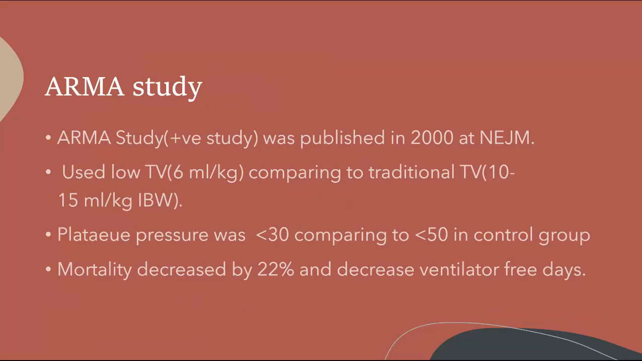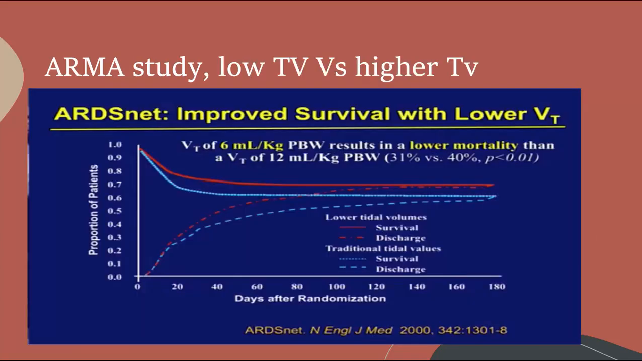A huge study was done, published in 2000 in the New England Journal of Medicine. They used a low tidal volume compared to traditional tidal volume. The traditional tidal volume, the one they used in the past, was 10 to 15 mL per kg. And they tried to keep the plateau pressure less than 30 in this study, compared to less than 50 in the control group. And really they had very good results. Mortality decreased by 20%, and ventilator-free days increased too.